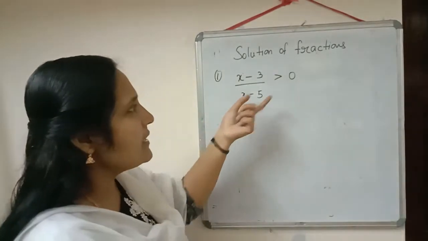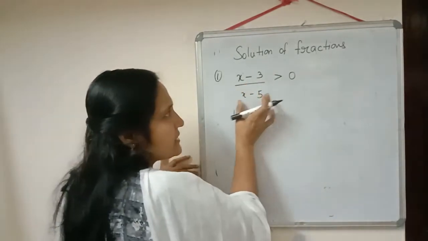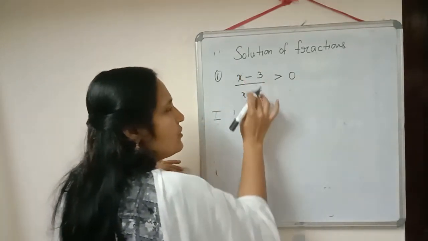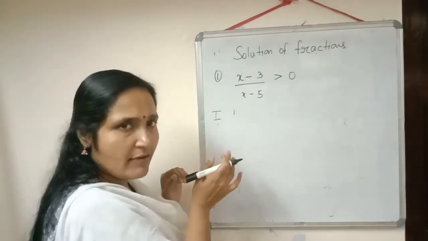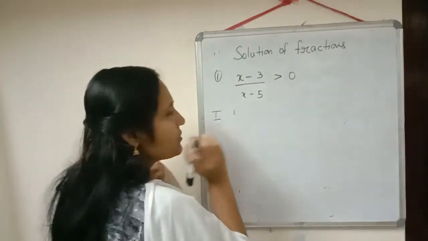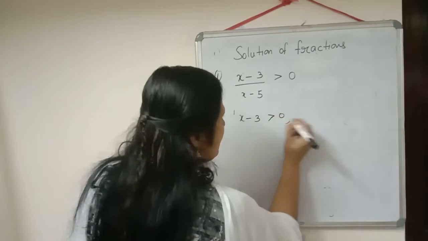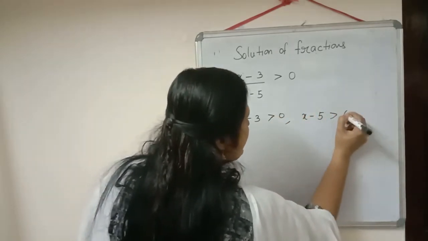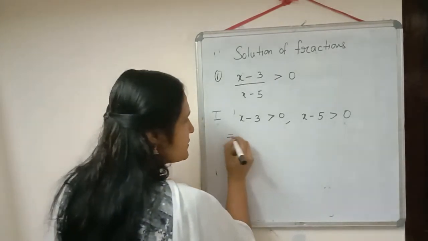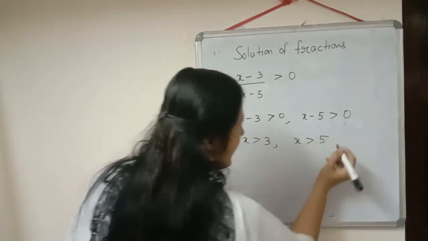So at present our right hand side is already 0, and the expression says this rational number is greater than 0. So in the first case, either both numerator and denominator will be positive or both will be negative. I am taking the first case as both are positive. Then x minus 3 greater than 0, x minus 5 also greater than 0, because both are positive. When we simplify, x greater than 3, and here we get x greater than 5.